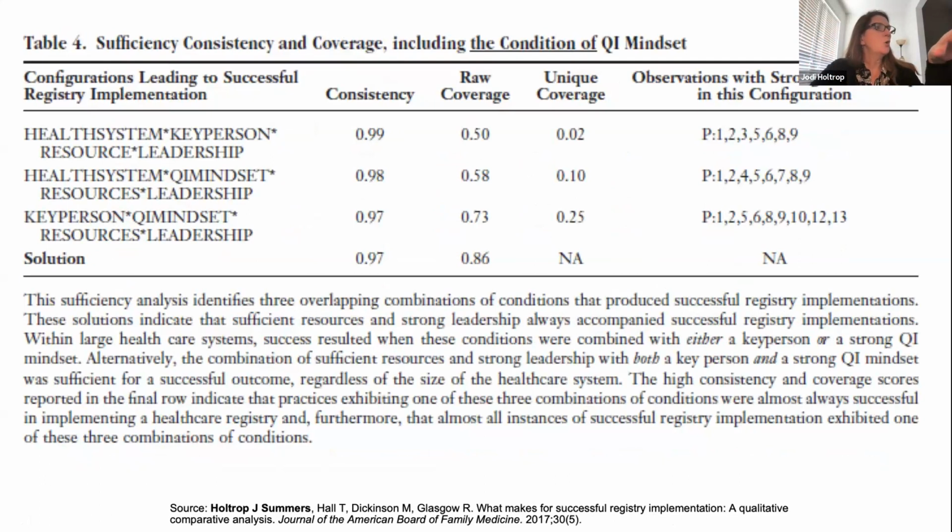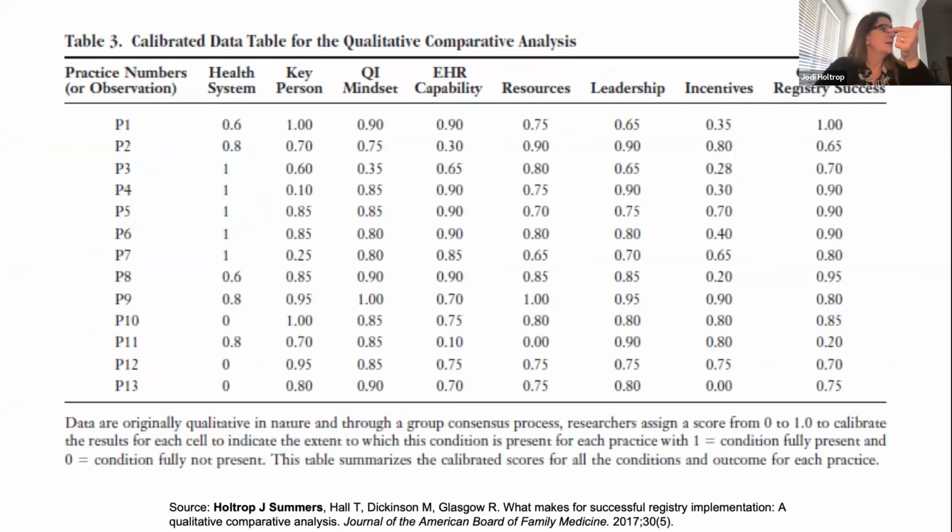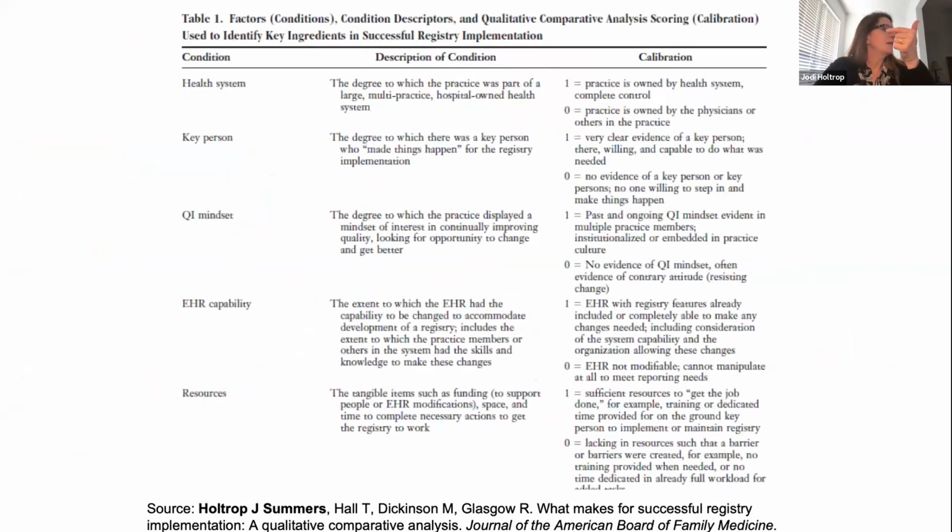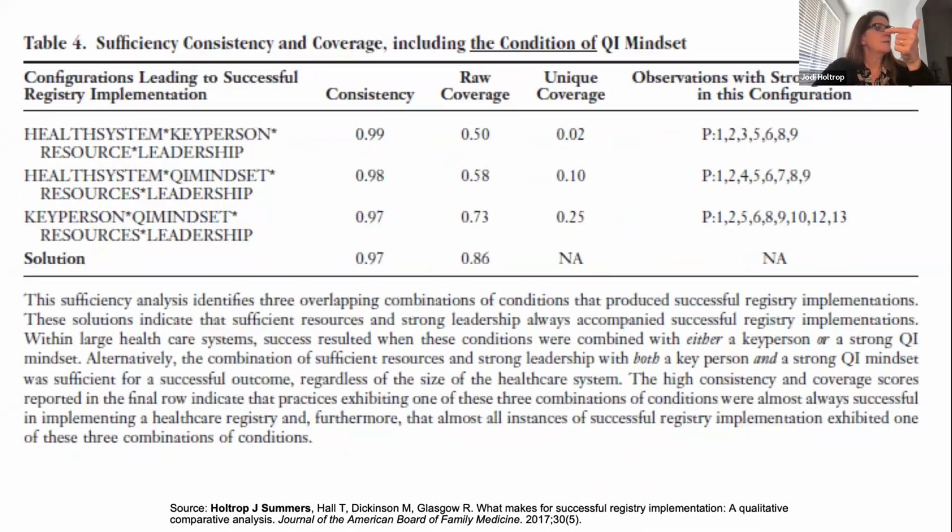but you get equations in the outcome. So in this case, health system, key person, resource, and leadership was one of the equations that needed to come together to make them have a good outcome. So there were 3 what we call recipes that added up. So essentially, like EHR capability and some of the other things, what were they? Yeah, all of these things mattered, but there were some other things on our list that didn't matter.